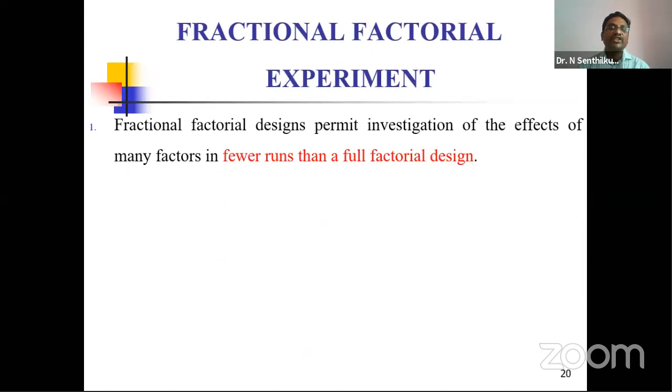Then fractional factorial experiments. These fractional experiments have fewer runs than full factorial designs. Based on the design resolution, fewer runs will be obtained, whether we select design resolution 3, design resolution 4 or design resolution 5. So based on that, how many runs get reduced?